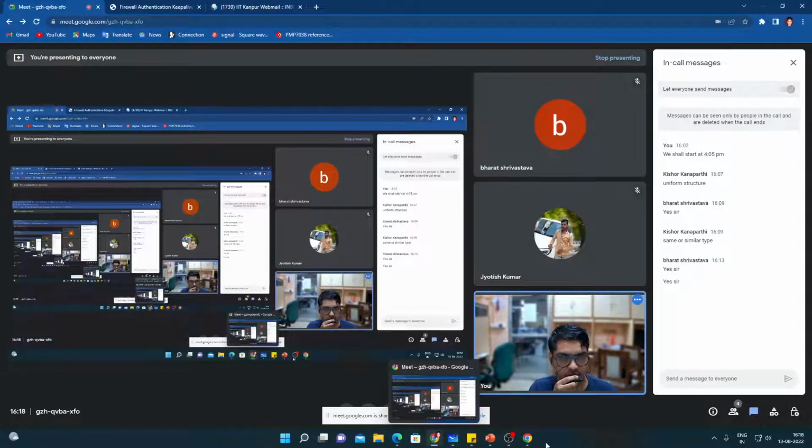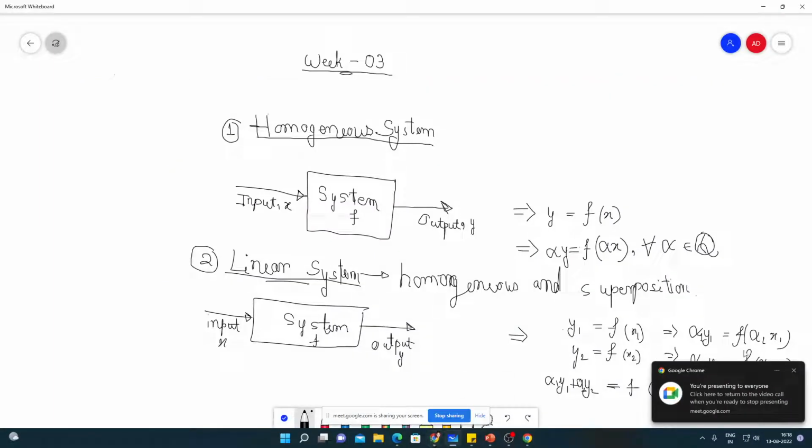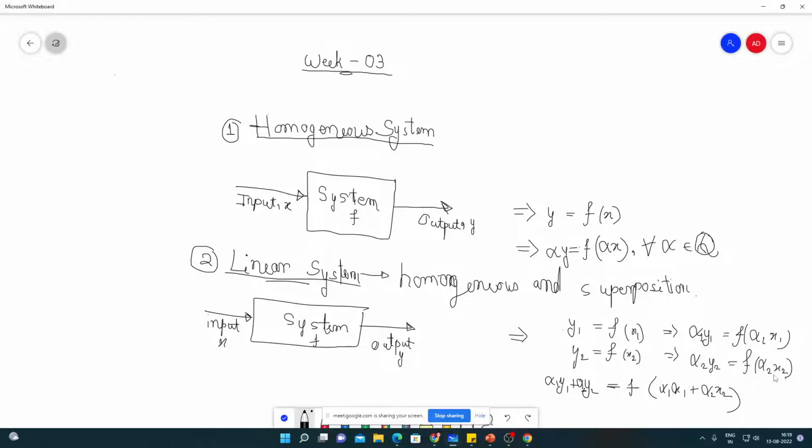Or any doubt? So that's the difference. All linear systems are homogeneous systems, so it satisfies alpha 1 y1, which is the output of the system when alpha 1 x1 is the input, and alpha 2 y2 is the output when alpha 2 x2 is the input. But when the input is alpha 1 x1 plus alpha 2 x2, the output will be alpha 1 y1 plus alpha 2 y2. So this is the property of superposition. When the system satisfies both homogeneity and the property of superposition, we call it a linear system.